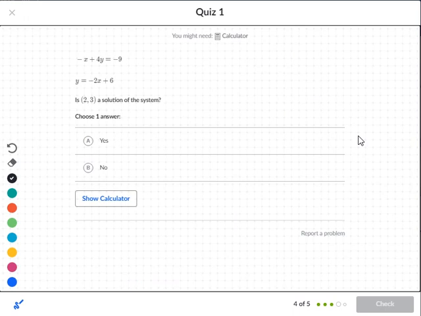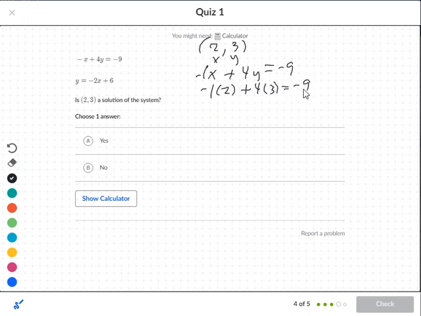Okay, we want to figure out the solution. So we have the point 2, 3. So there's my x, there's my y. So I got negative x plus 4y is equal to negative 9. So this is like a negative 1. So I'm going to say negative 1 times 2 plus 4 times 3.